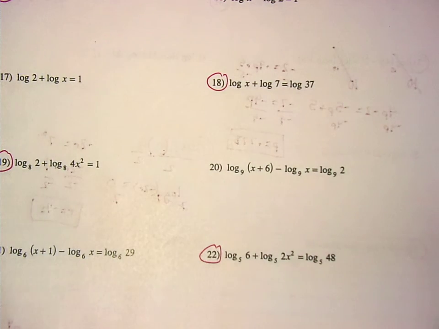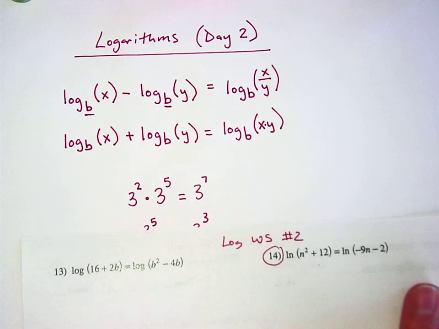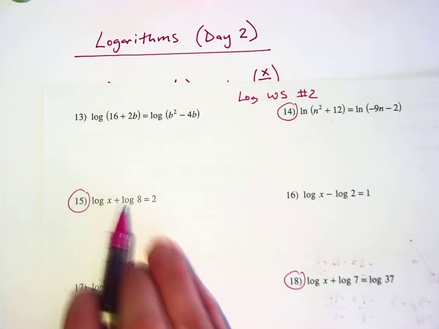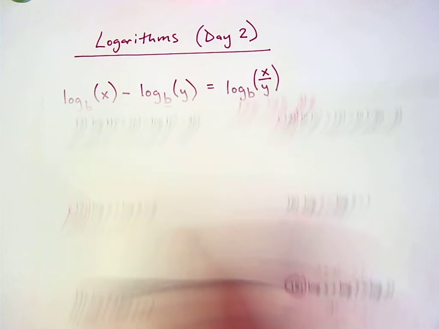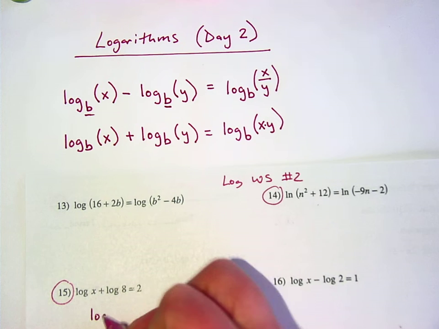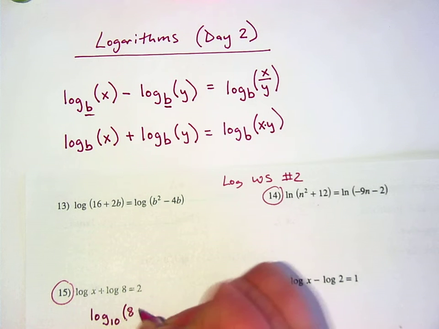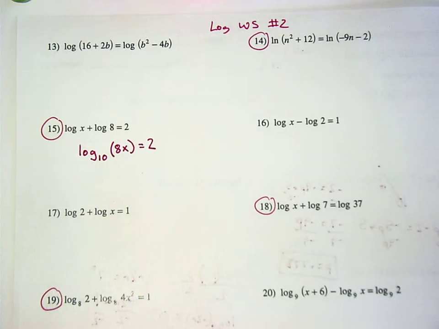All right, backside. This is where those rules that I showed you in your notes come into play. Do you remember how we combine logs together if there's a plus between them? Yeah. If there's a plus between them, what do we do with the insides? We multiply them. So this is log base 10 of 8x equals 2. The first thing you do is combine them into one log. Why did I write a base 10 down? Because there was nothing written down, so you assume it's base 10.